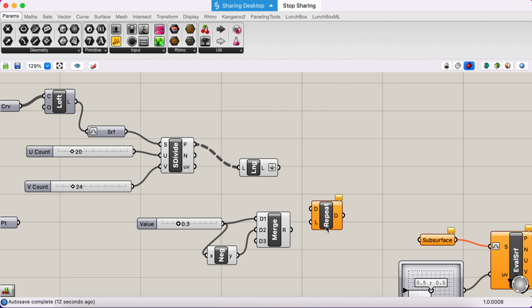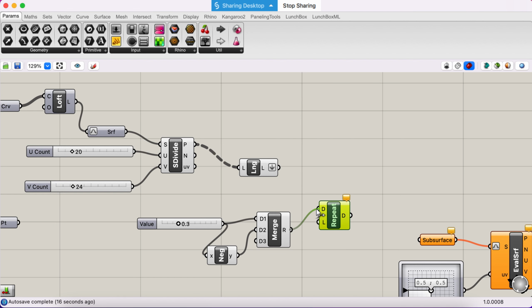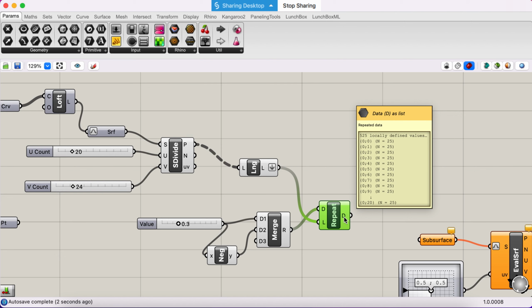So I'm going to repeat that data. The input is going to be my data as a list, and then the length. Just correcting it here. If you look at my data right now, I have 525 values, organized in the 25 values, repeated: minus, plus, minus, plus.